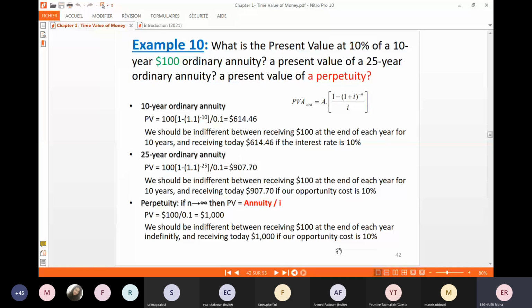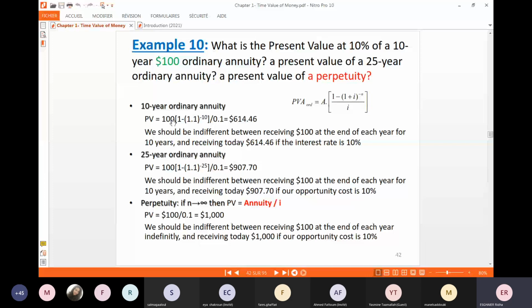N here represents the number of A's, the number of 100s. We have ten 100s and we need to discount them. This is why we put the power negative. Over I, we get 614.46.